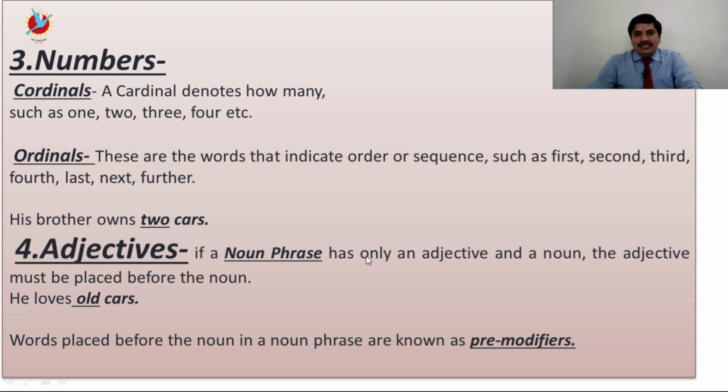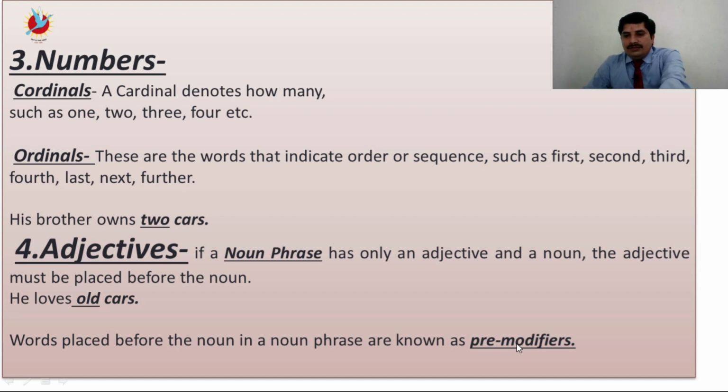The fourth one is adjectives. If a noun phrase has only an adjective and a noun, the adjective must be placed before the noun. Suppose there are only 2 words, one is an adjective and the other is a noun, so this adjective is used before the noun as a pre-modifier. He loves old cars. Old is an adjective and cars is a noun. So words like these placed before the noun in a noun phrase are known as pre-modifiers, right?